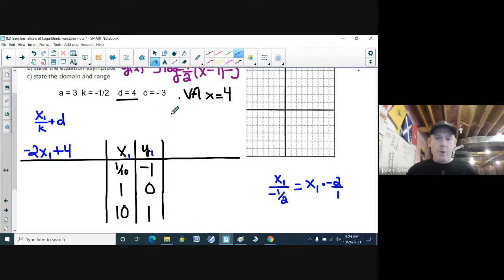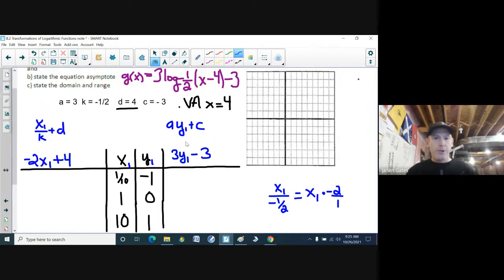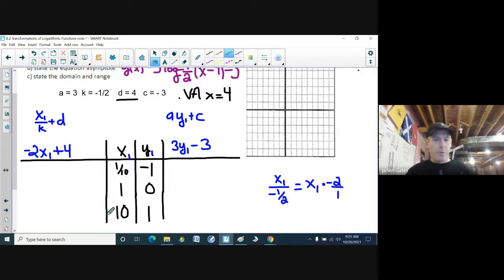And then our other equation, a little simpler: a times y1 plus c. A is 3, so it's going to be 3 times y1, and c is minus 3. A lot of 3's going on there. Now it's just substituting into my values. I'm going to go with my big number, my whole number, first. So negative 2 times 10 is negative 20. Add 4, it's minus 16.